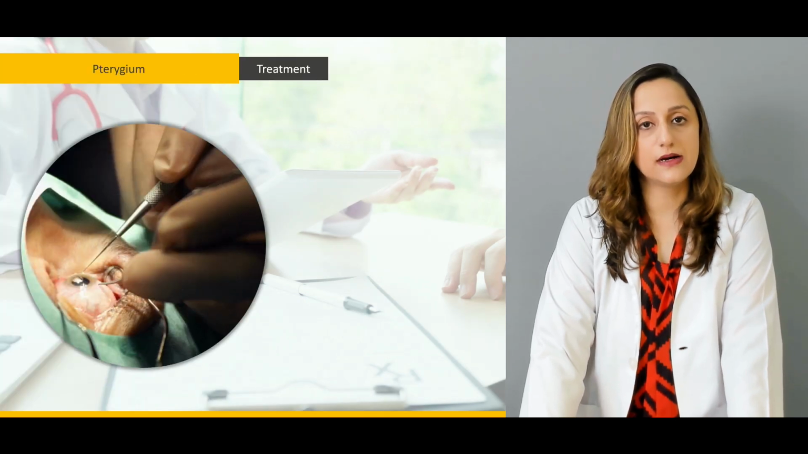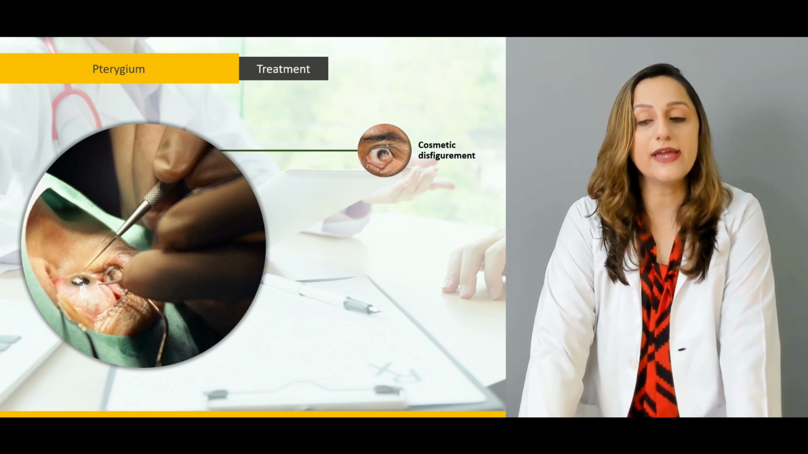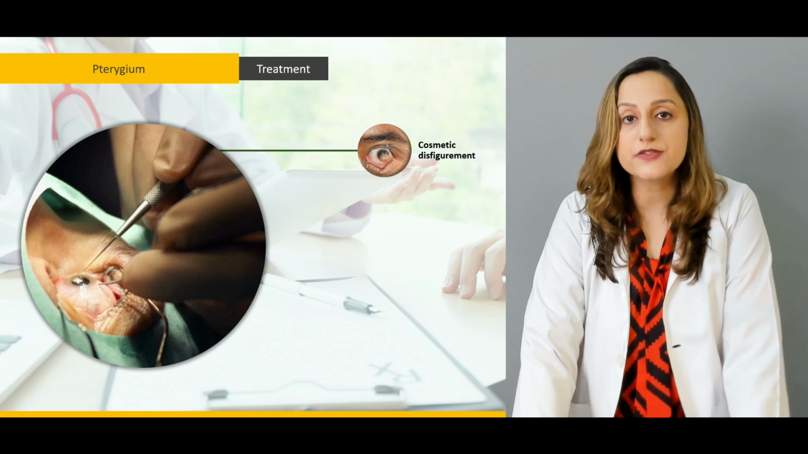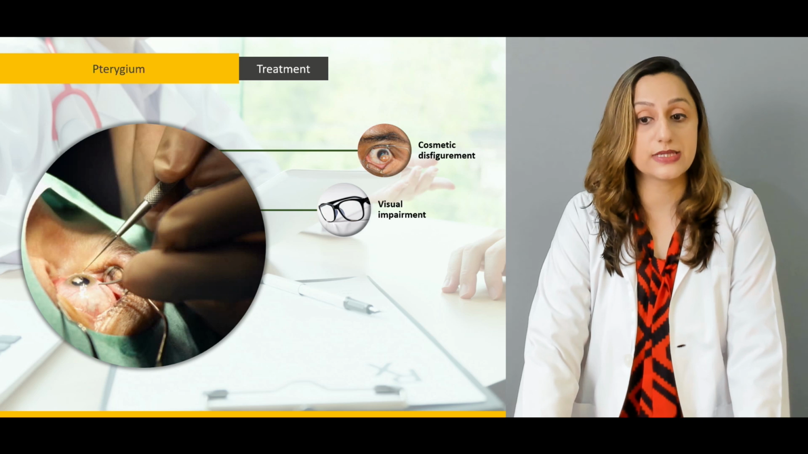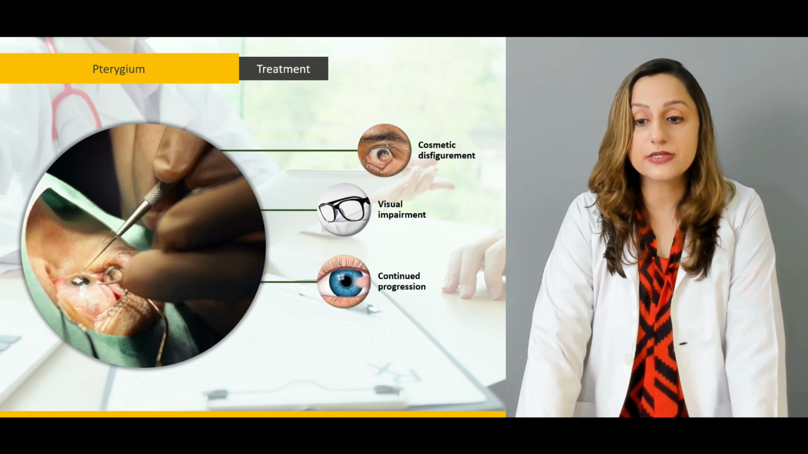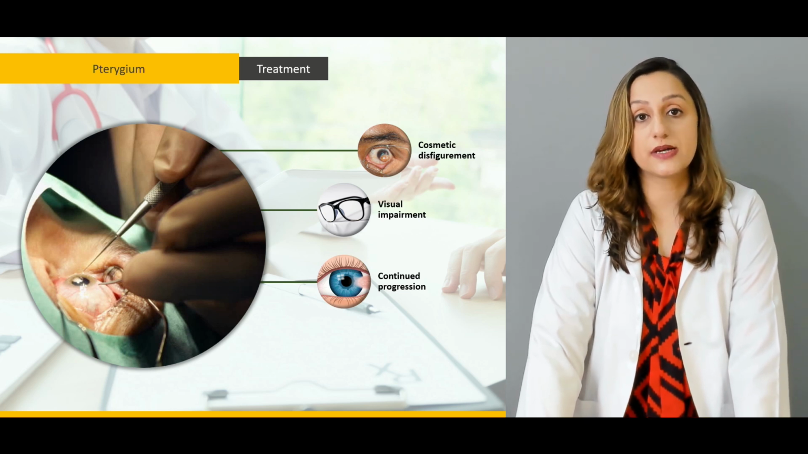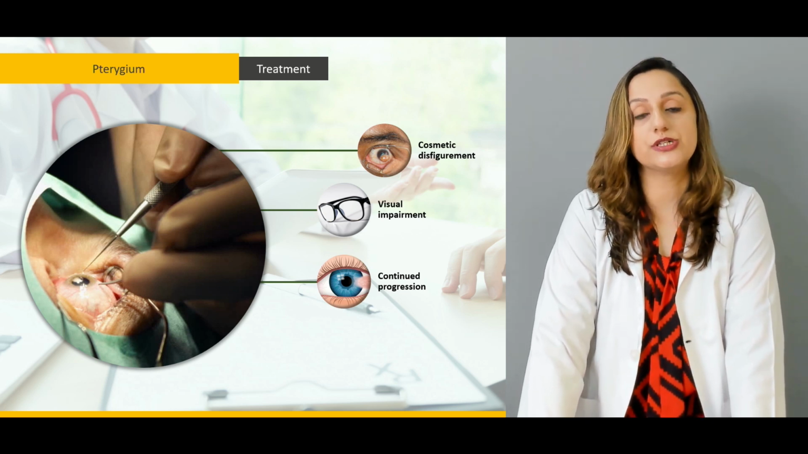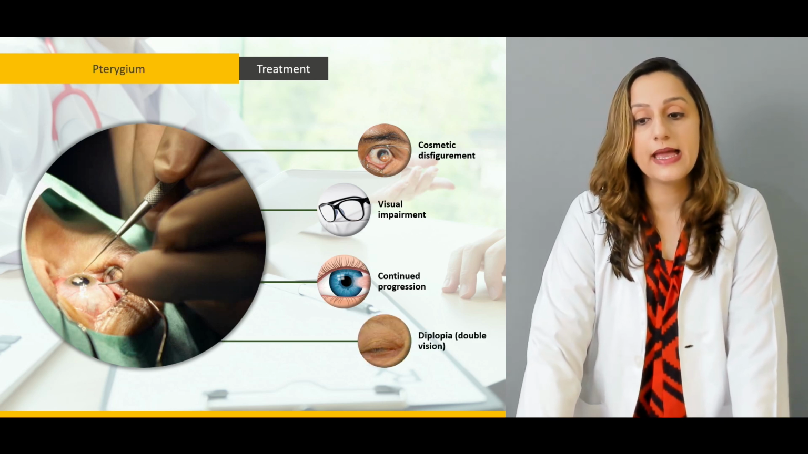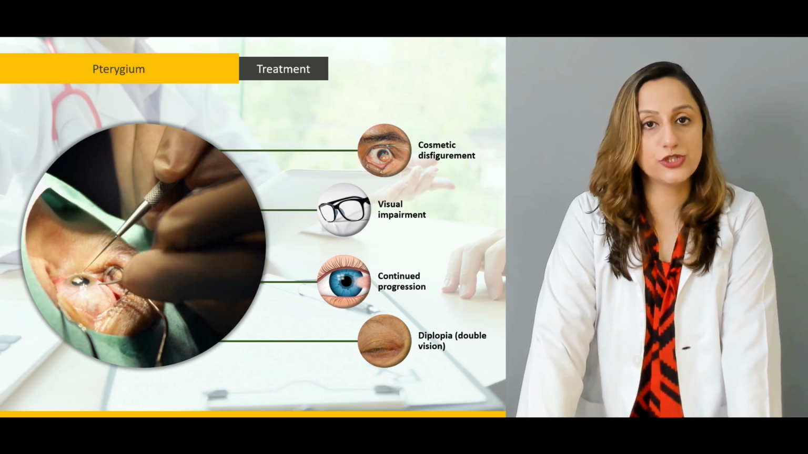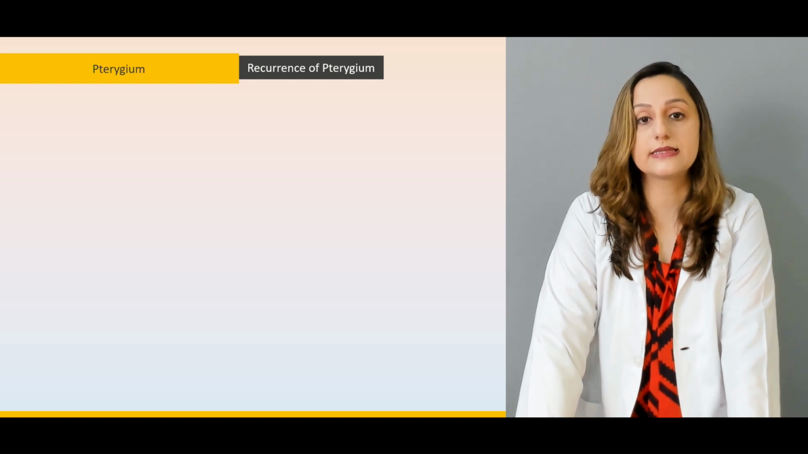The treatment revolving around the pterygium: why do we treat these cases? What are the causes for the treatment of these cases? Obviously the cosmetic disfigurement it is causing, the visual impairment, and the continued progression, which can even lead towards conjunctivitis or malignant melanomas that can appear as complications, as well as diplopia or double vision. So we have to treat these cases foremostly.